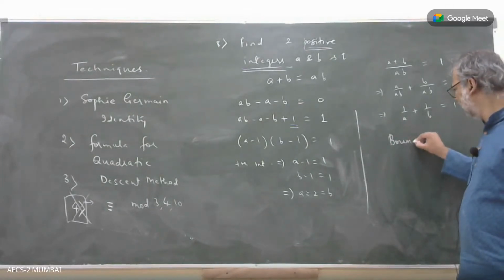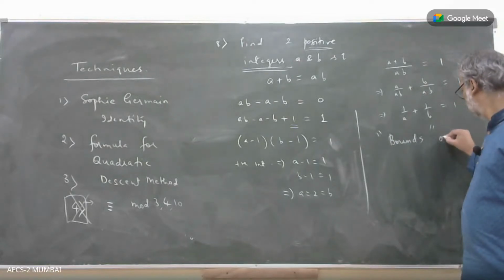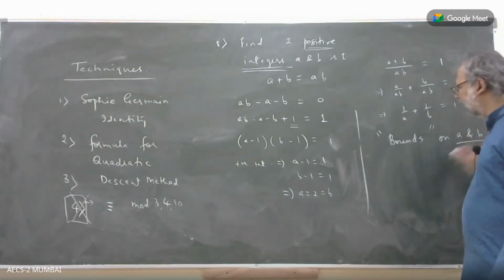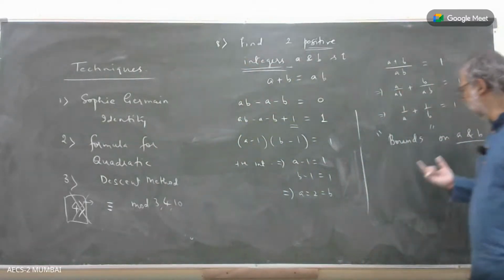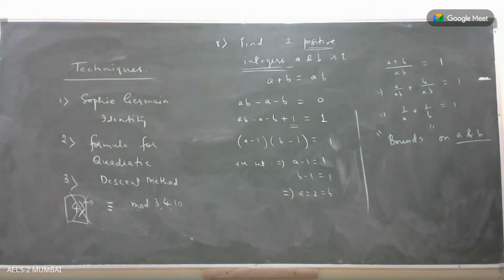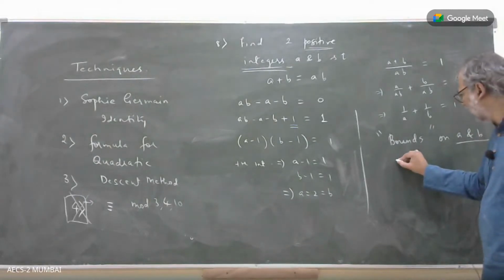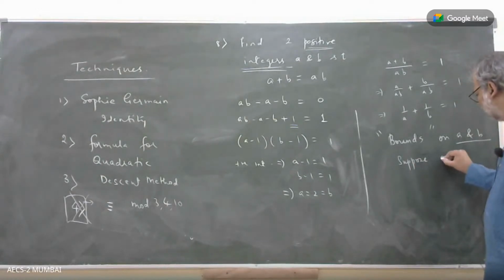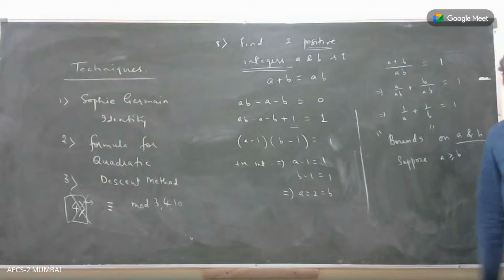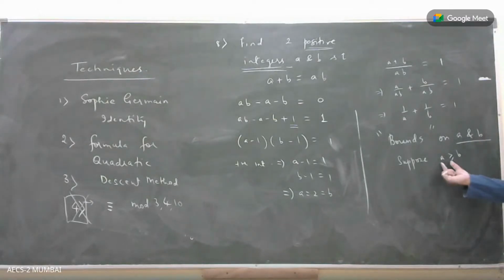And in the case of integers, if I get reciprocals equal to something, again I can focus on the bounds of A and B. That's another technique in number theory, one of the standard number theory techniques: the bounds on A and B. They are positive. Suppose we assume either they are equal or one number is bigger than the other. So suppose A is greater than or equal to B. Can I do that? Yes.